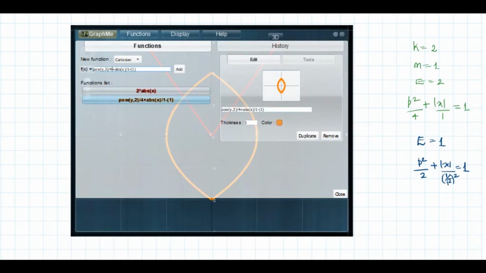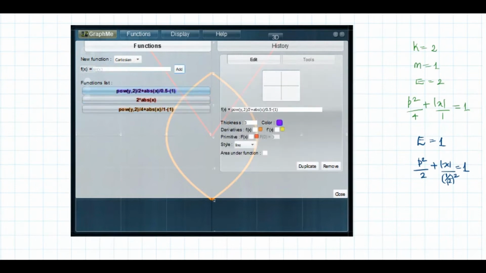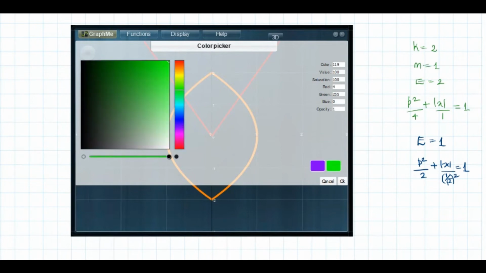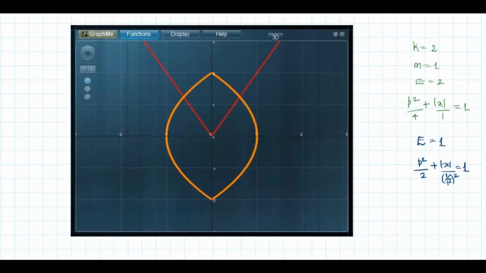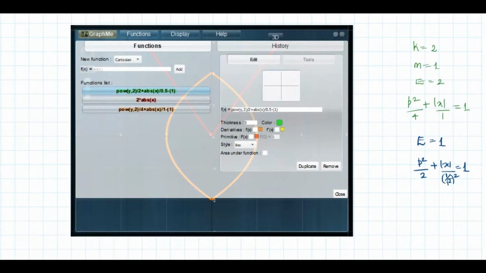The denominator of y square is 2 and the denominator of this is 0.5, with the absolute value of x.